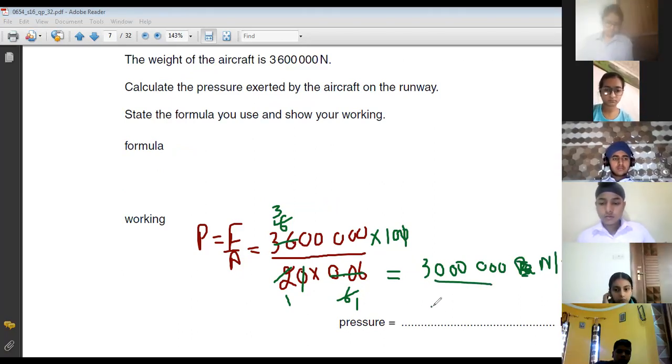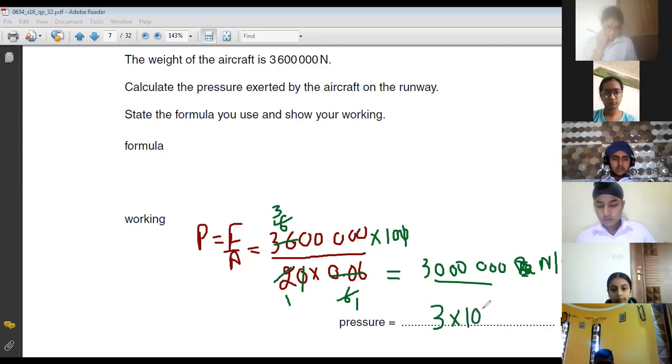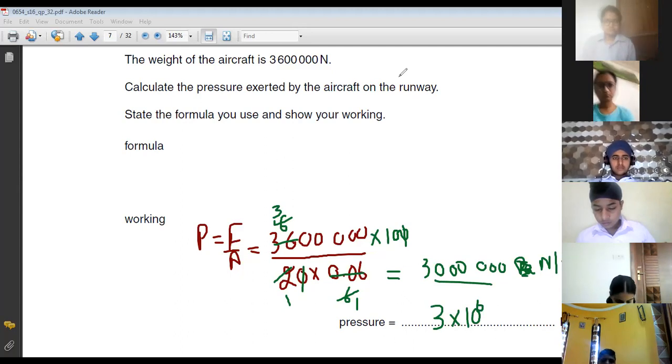Now this is on to you. You can write it as 3 into 10 raised to power 6 as well. Then Newton per meter square. But 10 raised to power 6 you will not change into milli or kilo like that. Done?